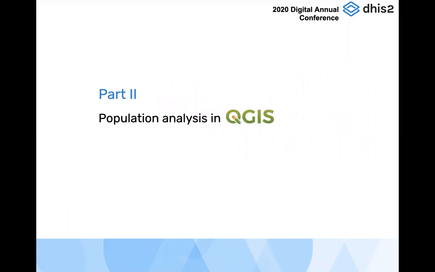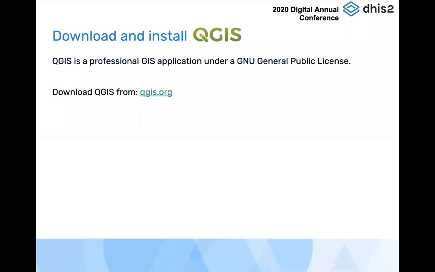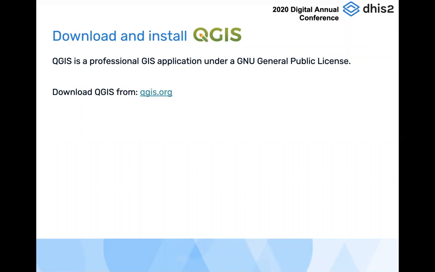So then we are moving over to QGIS. QGIS is a free to use desktop application. It's an open source program. This is just an example, and I've selected QGIS not only because it's a great application, but also because it's freely available, of course. That is the reason; it's also open source like DHIS2.